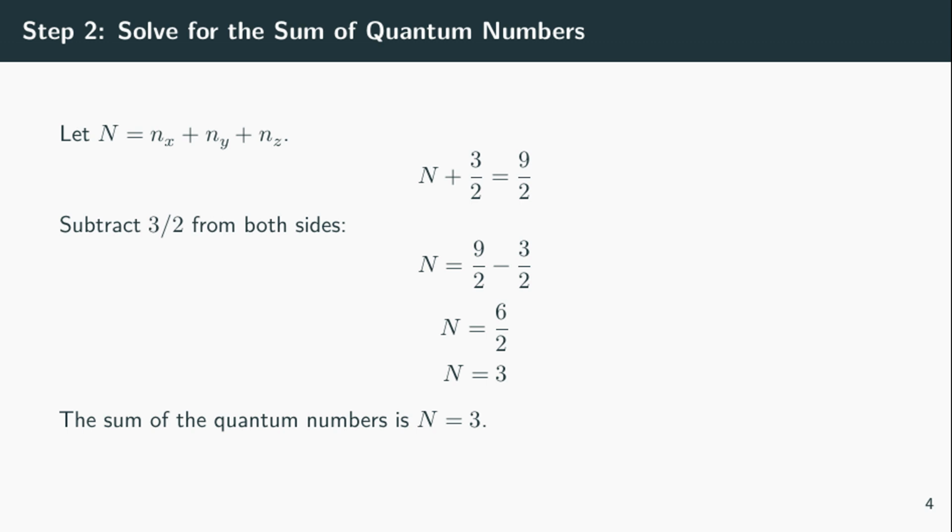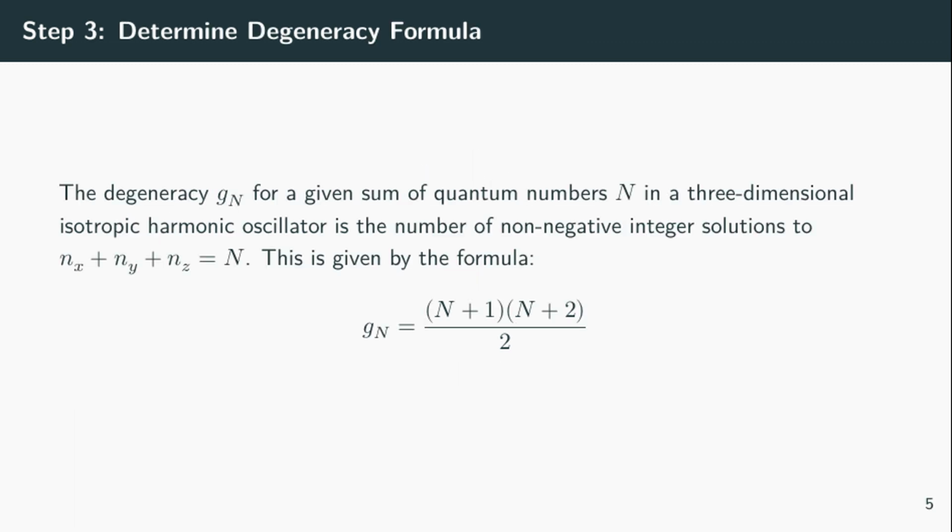To solve for n, we just need to subtract 3/2 from both sides. So n equals 9/2 minus 3/2. This gives us n equals 6/2, which simplifies nicely to n equals 3. So the sum of the quantum numbers for this energy state is 3. Next, we need to figure out the degeneracy for this n value.